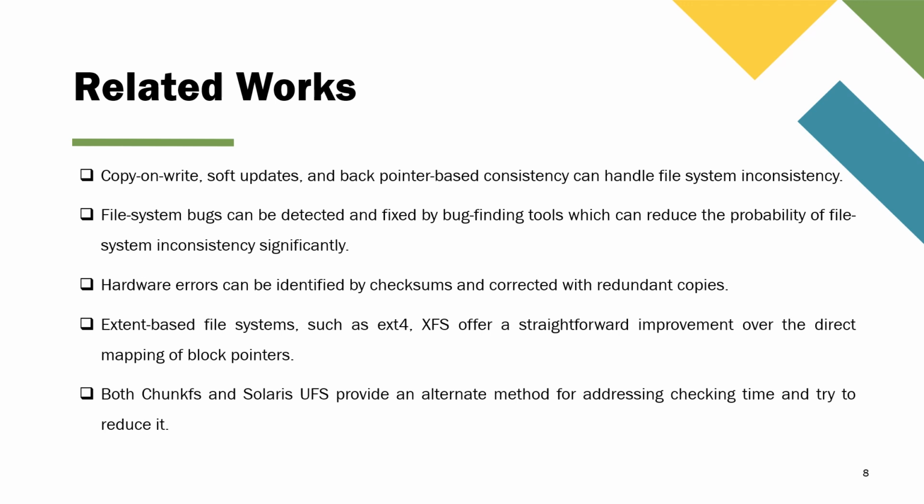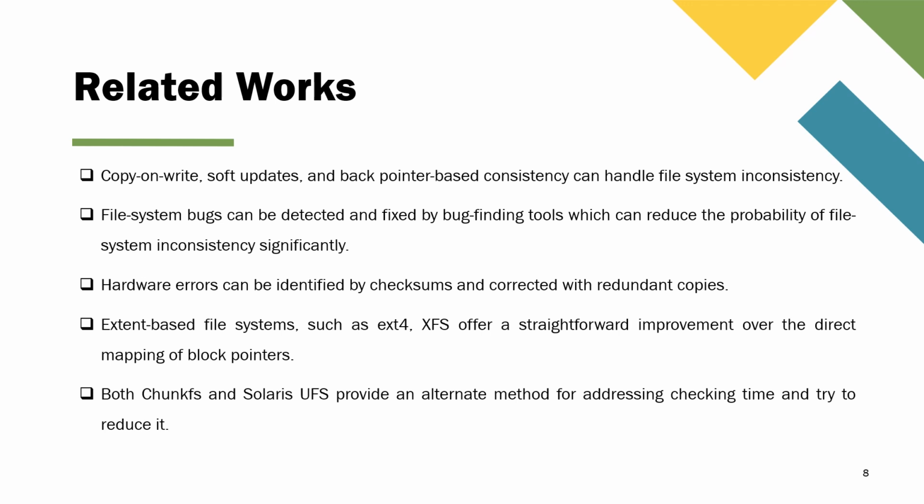The next work: hardware errors can be identified by checksums and corrected with redundant copies. Though this mechanism protects the file system from a wide range of disk faults, it cannot handle errors coming from the file system source code or hardware failures that can happen before applying a checksum or creating a copy.